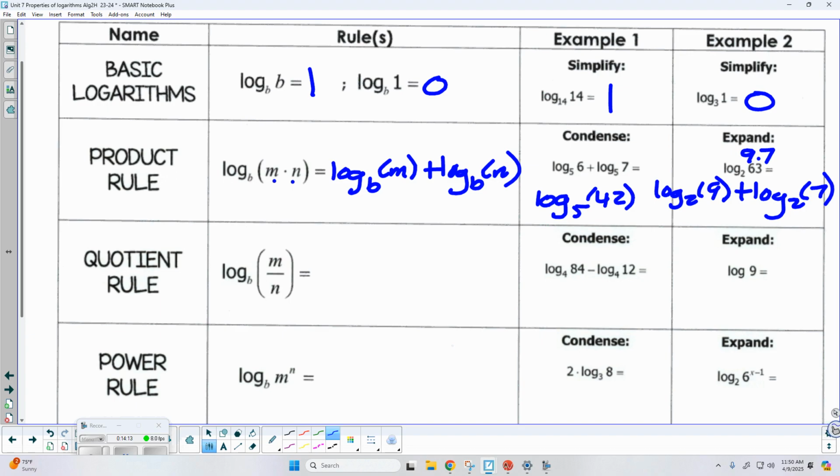Okay. The quotient rule: if we're dividing, we're going to subtract. Remember, with the numerator first. So log base b of m minus log base b of n.